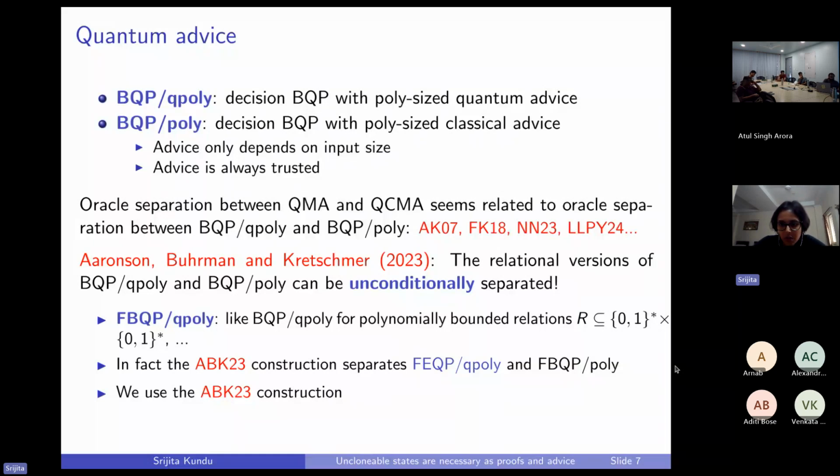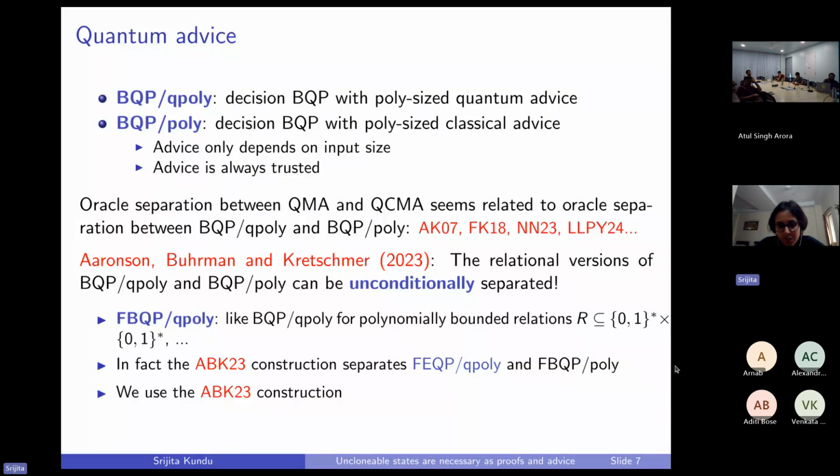So for a particular string, you can have many possible outputs. The outputs are also some polynomial length string, and it's called a polynomially bounded relation because the output length is polynomial, and for any given input, there can be many possible outputs. That's why it's a relation.